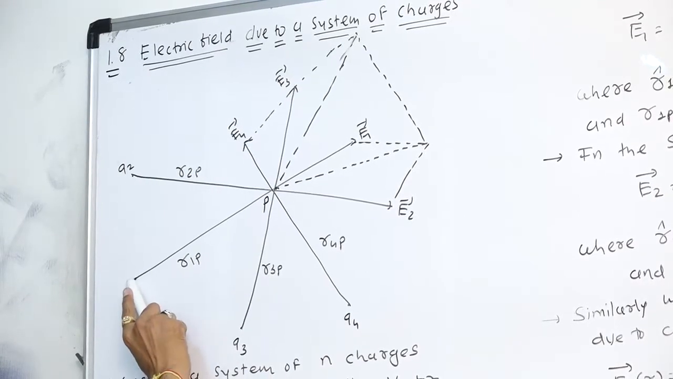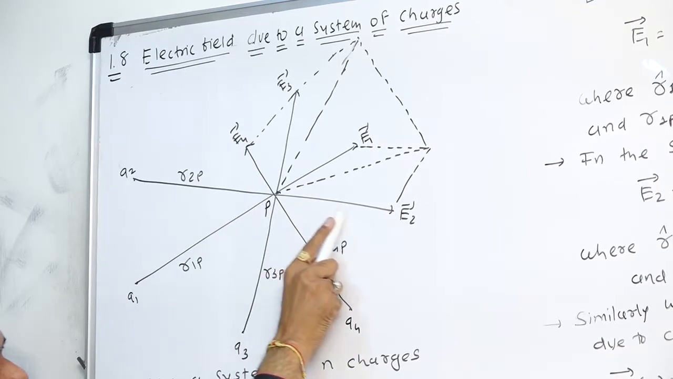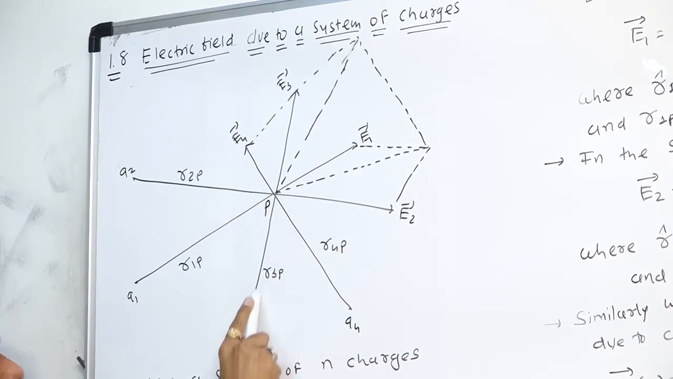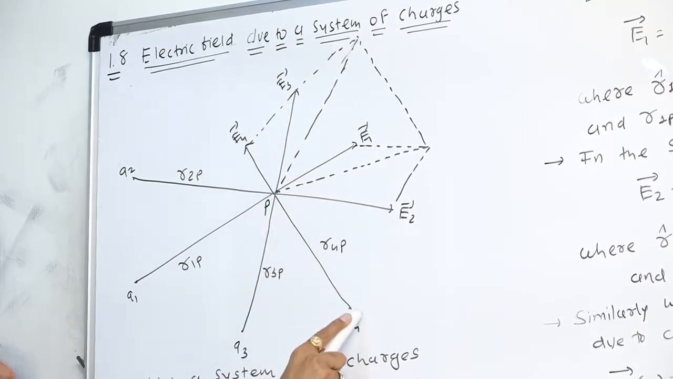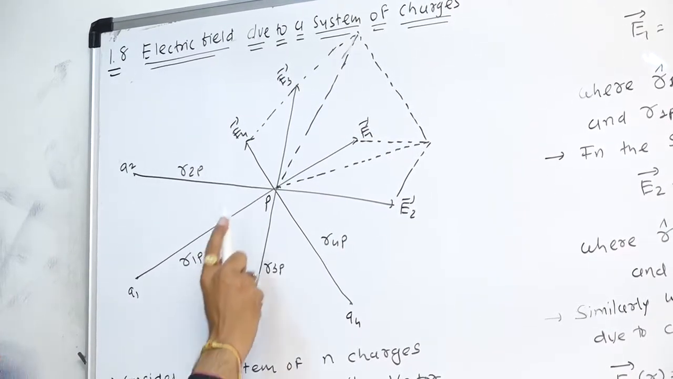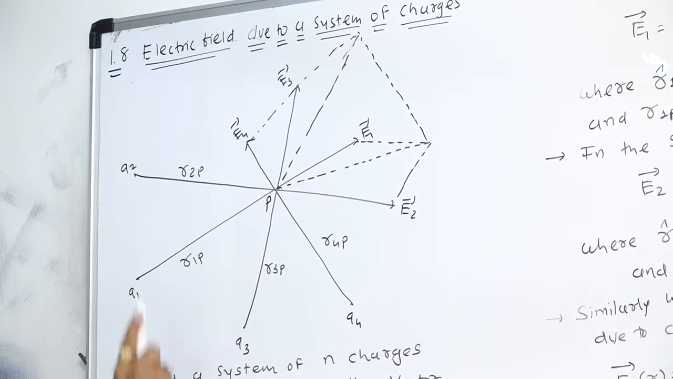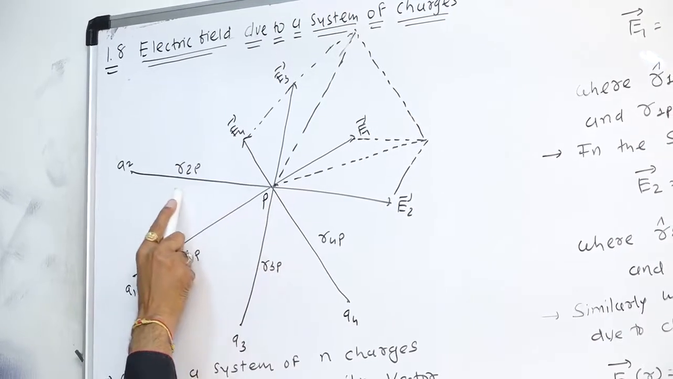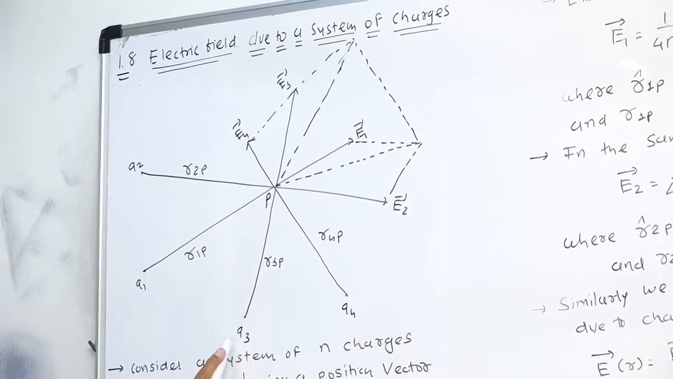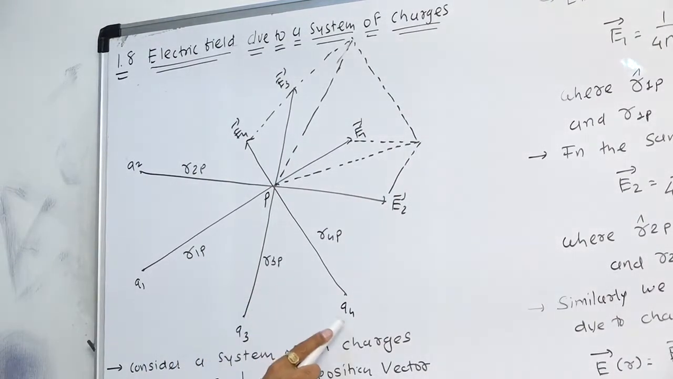Due to the Q1 charge, the electric field is denoted by E1. Due to the Q2 charge, E2. Due to the Q3 charge, E3, and due to the Q4 charge, E4. The total of 4 electric field lines is shown in this diagram. The distance between Q1 and P is denoted by R1P, between Q2 and P by R2P, between Q3 and P by R3P, and between Q4 and P by R4P.